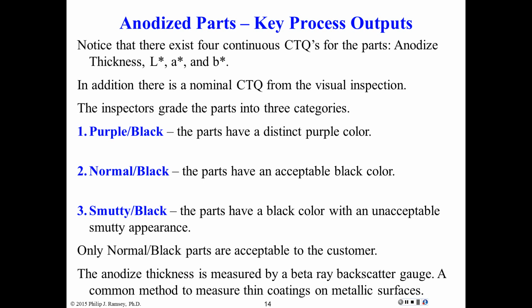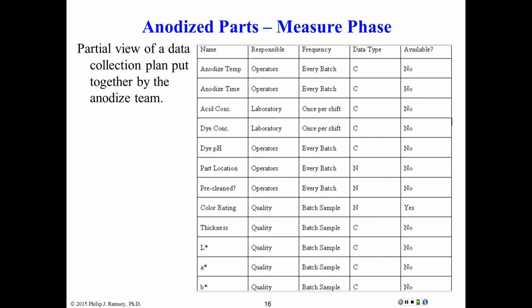You don't have to know about the physics of it, but it's a fairly common method for measuring thin coatings on metallic surfaces. A lot of questions abound as to how good this gauge actually is in terms of measuring thickness, and also how good the inspectors or technicians are in properly grading the parts into the 3 categories. Okay.